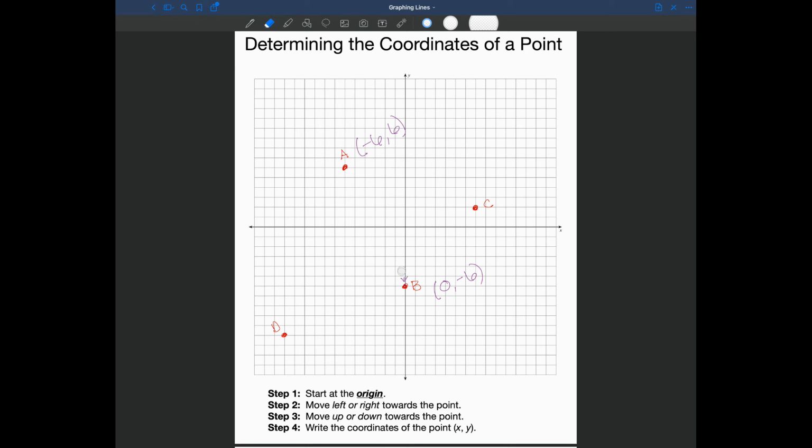Erase all that extra. If you were graphing by hand, go ahead and erase it. Point C, we're going to do the same thing. This time I'm going to use a highlighter. So we start at the origin, which is right here, and we're going to go 1, 2, 3, 4, 5, 6, 7. So we moved over 7 to the right, so that was a positive 7. And then we need to move up. So we're going to go up 1, 2 units. So we went up a positive 2. So our coordinates are 7, 2. Remember, your coordinates are always the x coordinate and then the y coordinate.